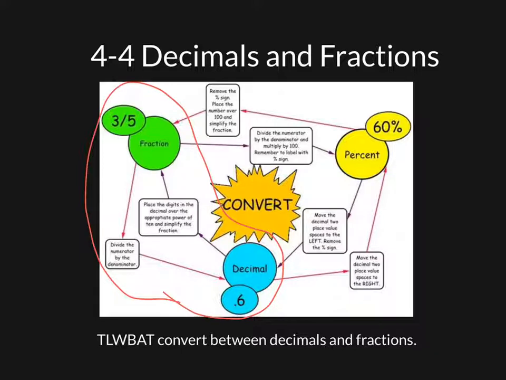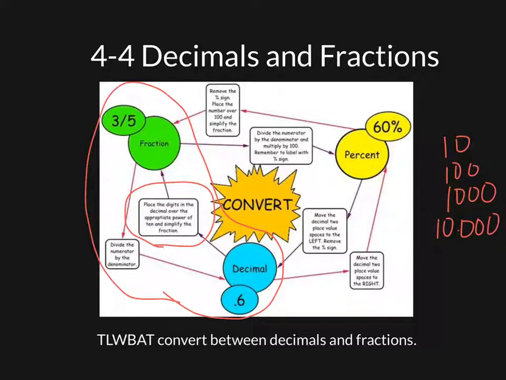So we're going to be looking at placing the digits in the decimal over the appropriate power of 10. So that would be 10, 100, 1,000, 10,000. Hopefully we won't get quite that high today. And simplify. Here it's divide the numerator by the denominator. So those are kind of the two strategies we're going to be talking about today. You do not have to write this down, but it's just a good visual to kind of show you that everything is connected.